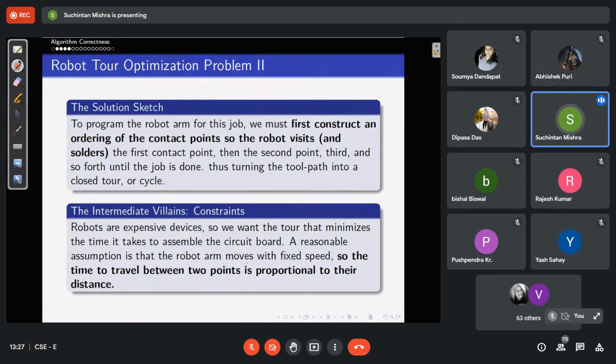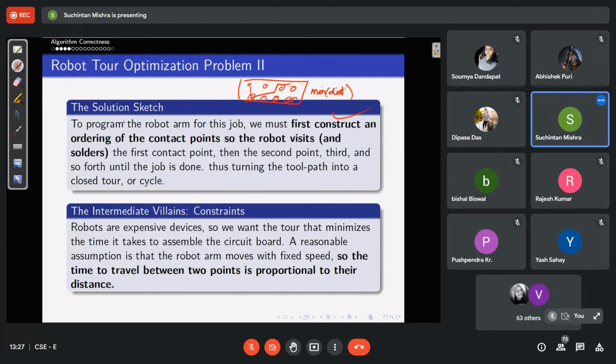Let us move on to the solution sketch. How we can form a solution for this problem such that all the points are visited but the robot travels minimum distance. Now, if I want to find a solution, let us look at a solution sketch of it. A solution sketch basically means the informal steps of how you are going to find the solution.